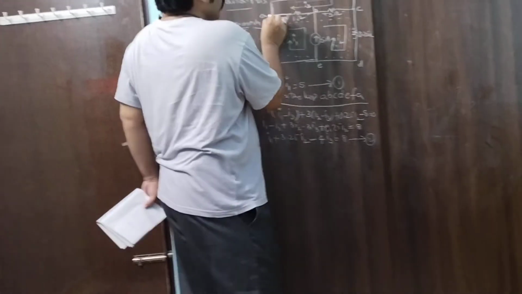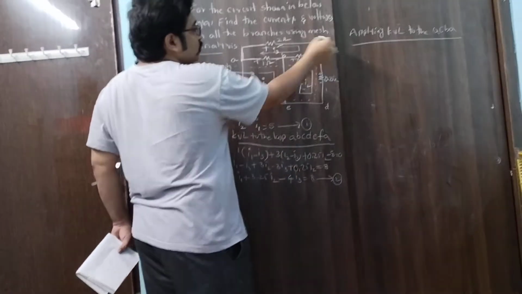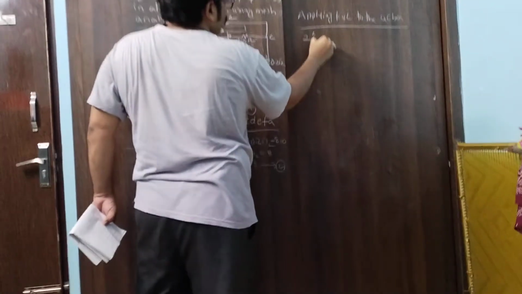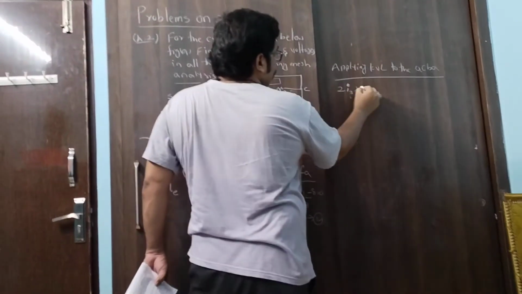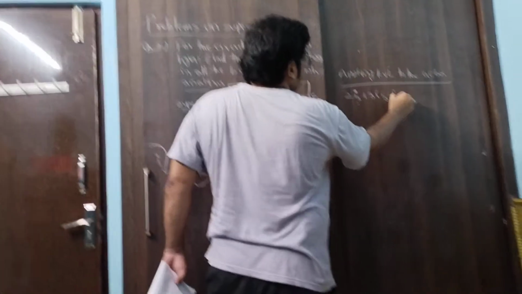A, C, B, A. So you are traveling from A to C. Current entering is positive, leading is negative. 2 times of I3, 2 times of I3. C to B. So plus 3 times of I3 minus I2.